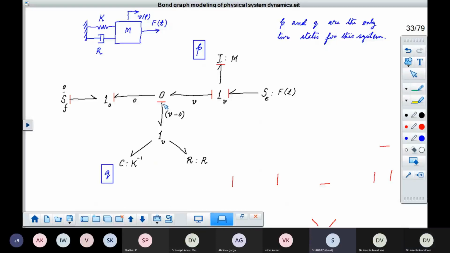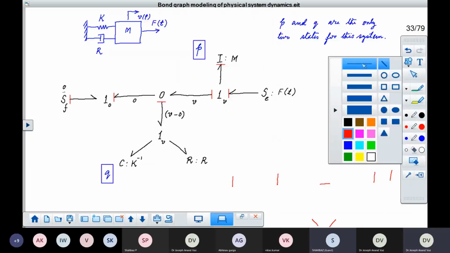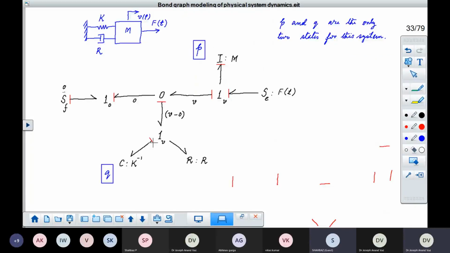Now here flow has come into this one junction. Automatically the other bonds have to accept that flow. So this bond has to accept this flow. Okay. So it has to bring in effort. And here also this bond has to accept. So this is how the causality for the entire bond graph has been completed. So this is a completely causal bond graph.